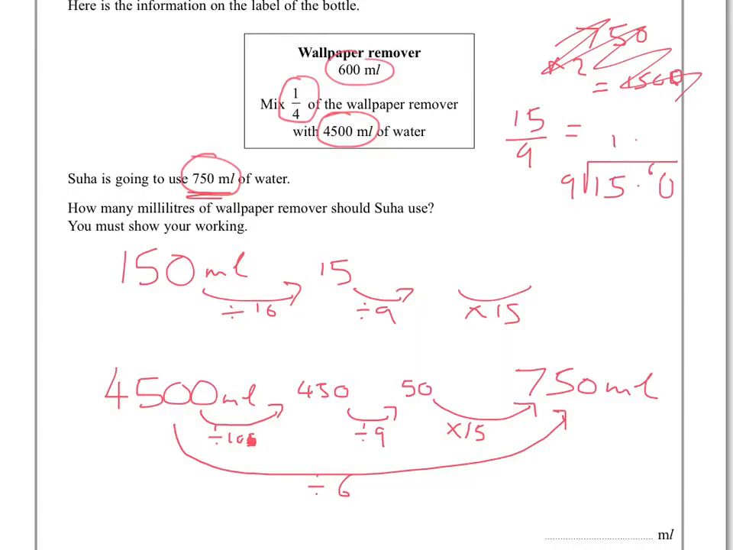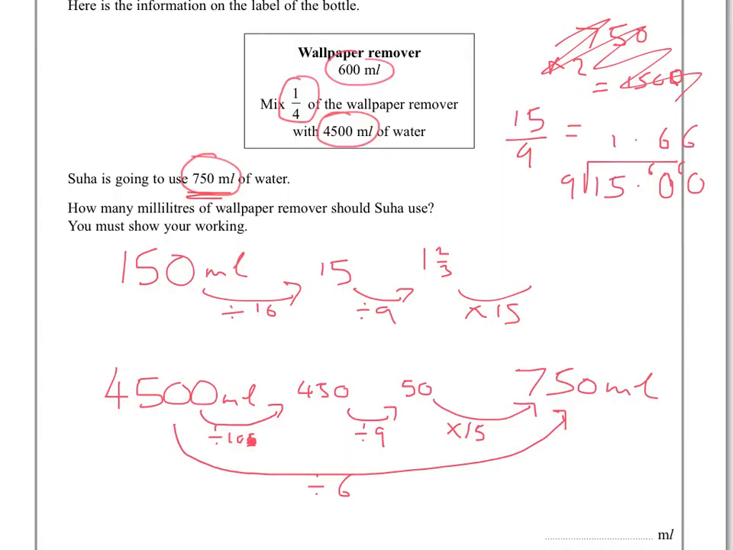How many 9s fit into 60? Well, that is 6 and 6 left over. How many 9s fit into 60? That's 6 and 6. So 1.66666 times by 15. Or in other words, 1 and 2/3 times by 15. So 1 and 2/3. And then we've got to times that by 15.